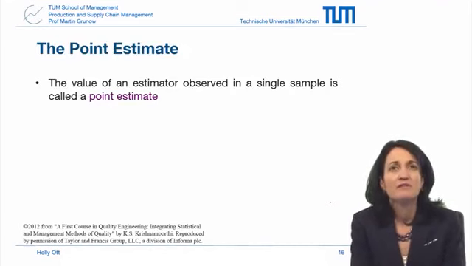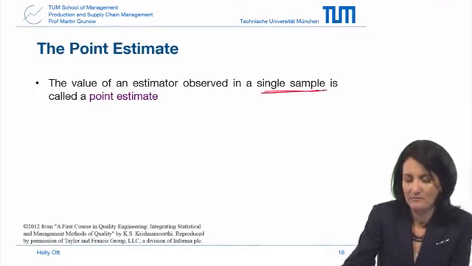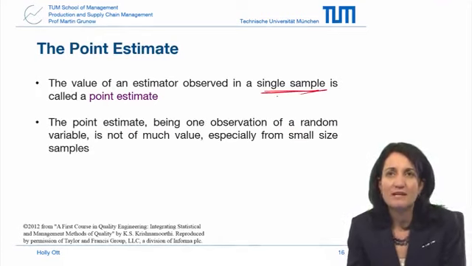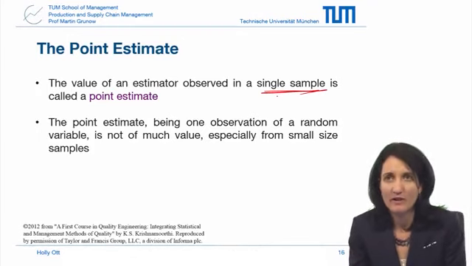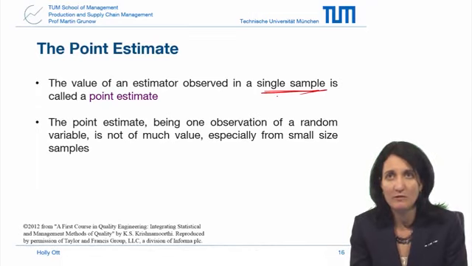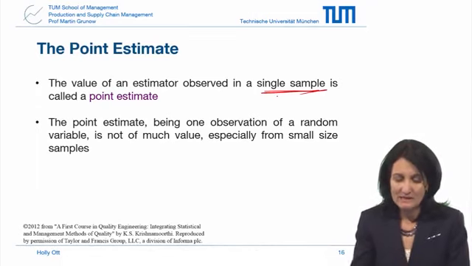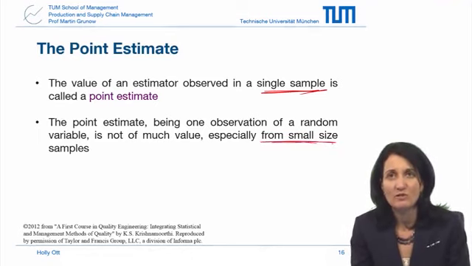So finally, we talk about the point estimates. A point estimate is the value of an estimator observed in a single sample. The point estimate, of course, is one observation of a random variable. And the problem is that if we're just looking at one sample from our population, especially if we have small size samples, it's not such a useful piece of information.